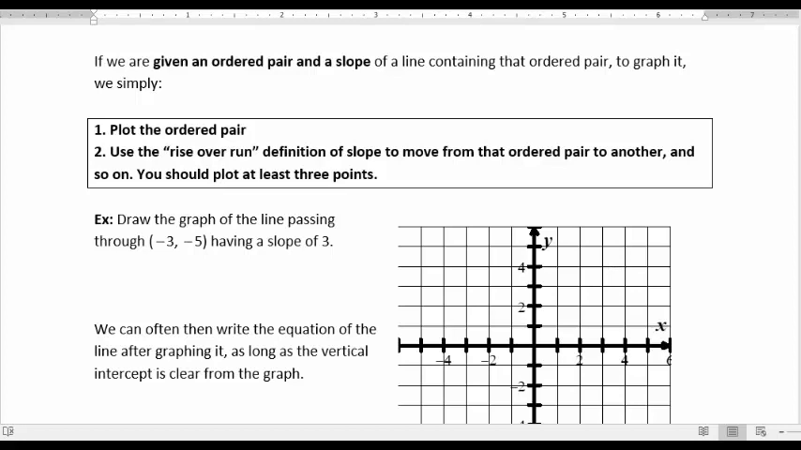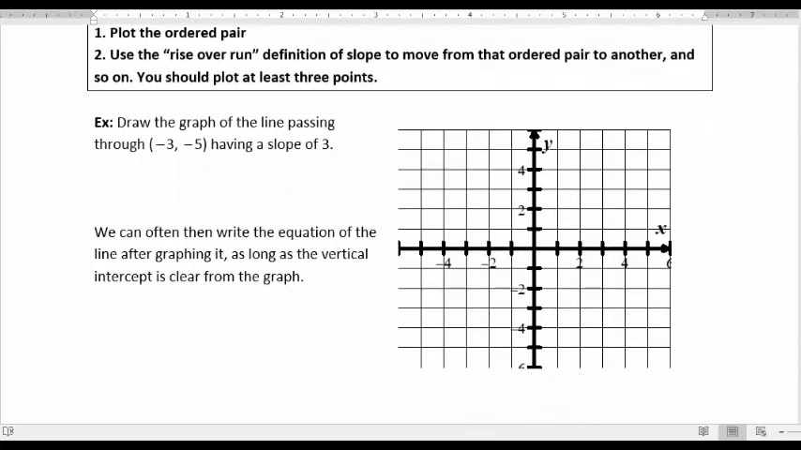A couple of final quick topics from this section. One dealing with graphing given an ordered pair and a slope rather than the slope and the y-intercept, and then trying to come up with the equation of the line from the graph. So this is actually a nice useful thing that we can do here.